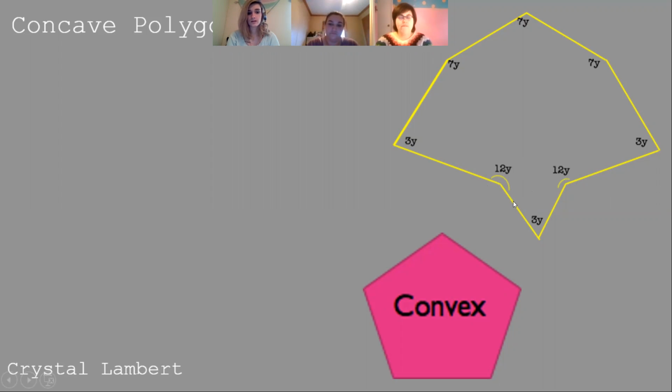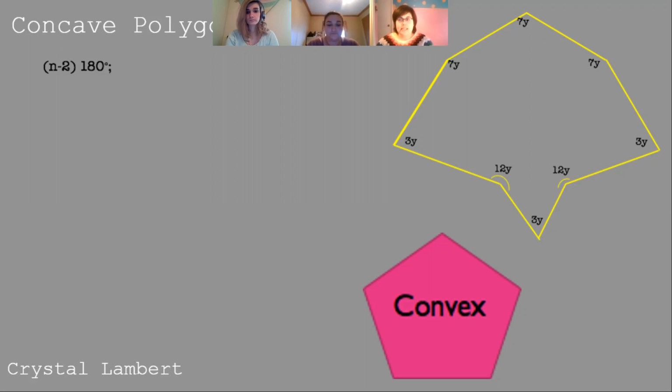So, for these problems, we use the formula (n minus 2) times 180 degrees to determine the sum of all interior angles. What does the variable n represent? The variable n represents the number of sides we have in our polygon. It doesn't matter if you have 7 sides or 120 sides, you will always be able to determine the sum of all interior angles based on this formula.